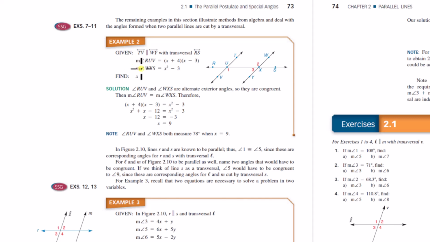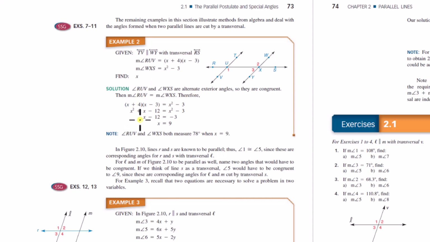So they say the measure of angle RUV, with these two parallel lines cut by a transversal, is some x here, and then WXS is this. Well then, look, those are opposite exterior angles, I believe. Yes, you have the 4 exterior angles. Opposite exterior angle means you switch vertices and flip sides. RUV and WXS are congruent. So you just set these two equal and solve. That's what they mean by algebra.